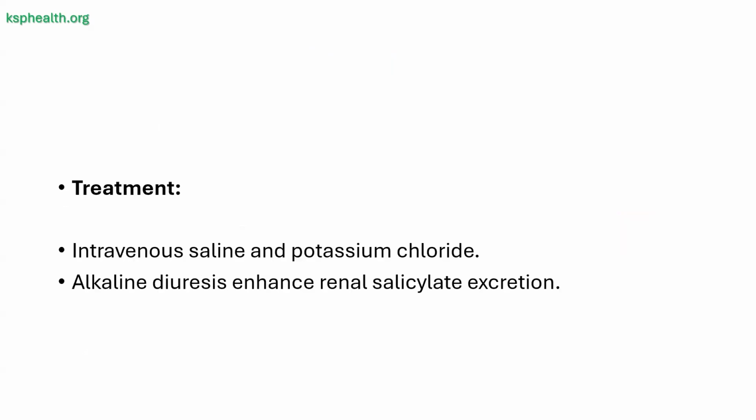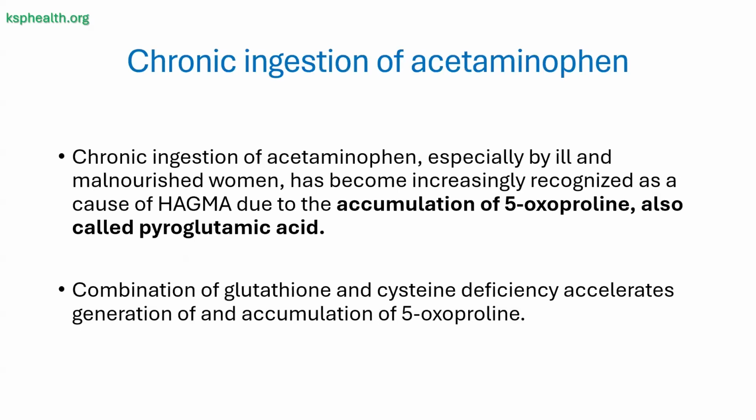How do you treat? Intravenous saline and potassium chloride. Alkaline diuresis enhances renal salicylate excretion. Most of the time, we give 1.5 maintenance with high sodium. Sometimes we give sodium bicarbonate drip along with 1.5 maintenance and make sure the urine pH remains alkaline.